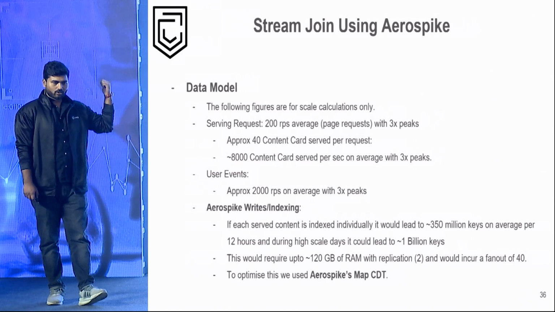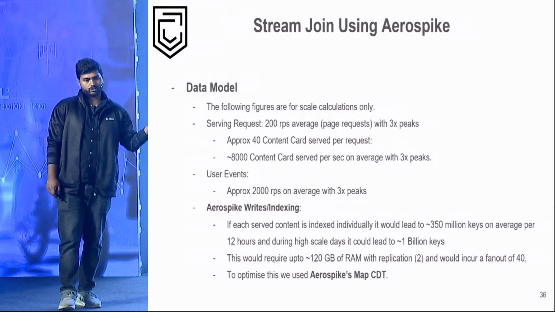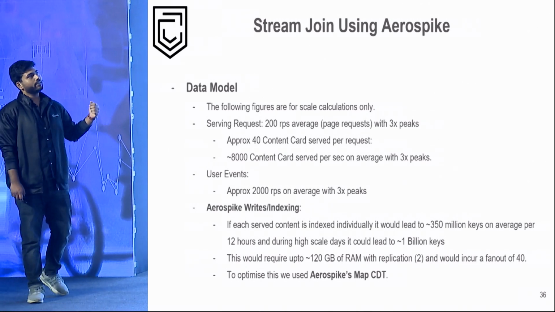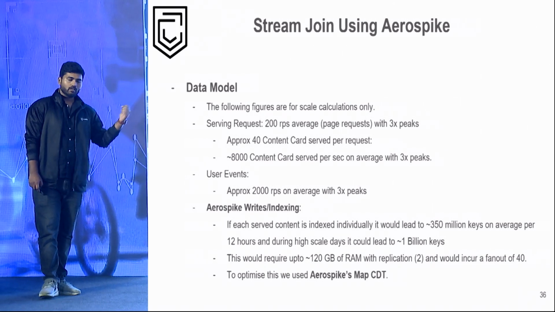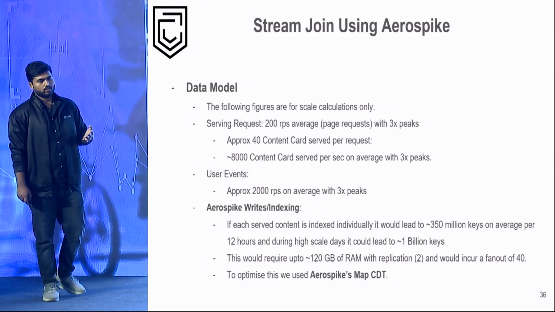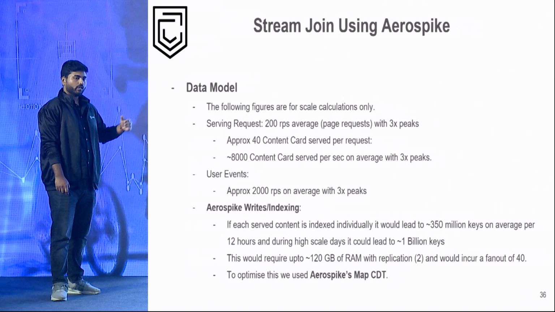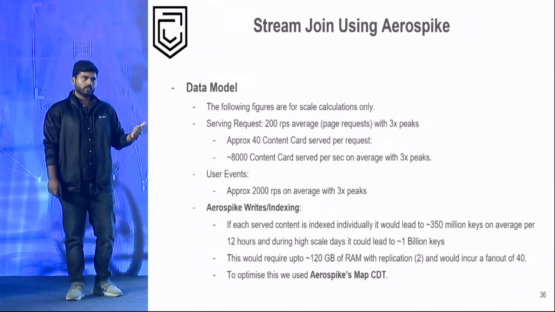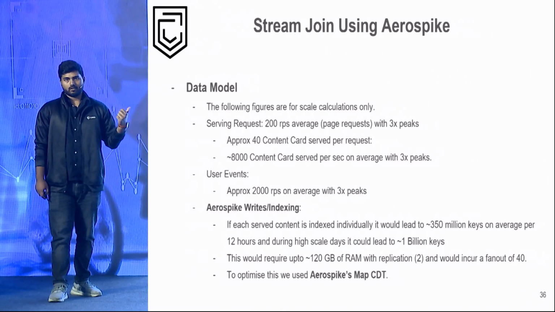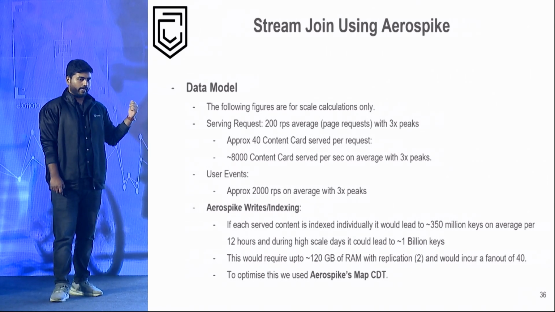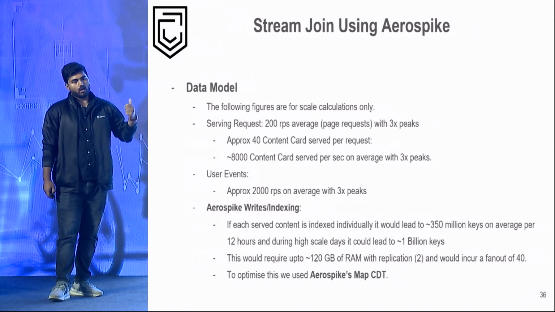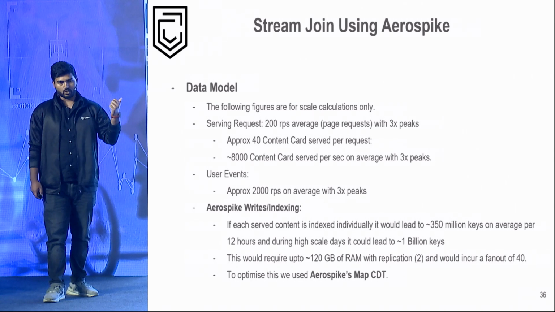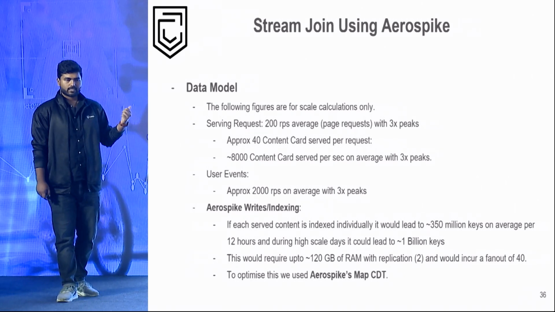Just taking an example, these are not actual numbers, just to ease the calculation, I wanted to focus on how we did data modeling for this particular use case. It would change depending on what type of events you are joining. For us, whenever a page loaded, we were serving 40 content with each page request, both promotions and personalized. So 200 page requests on average, 40 content served per request, 8,000 content served per second with 3x peak.